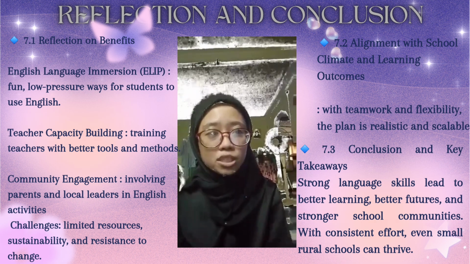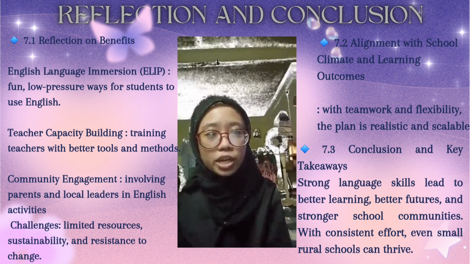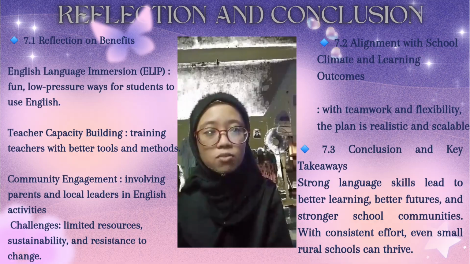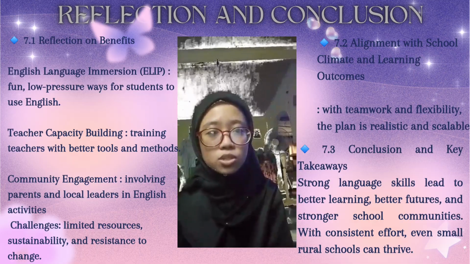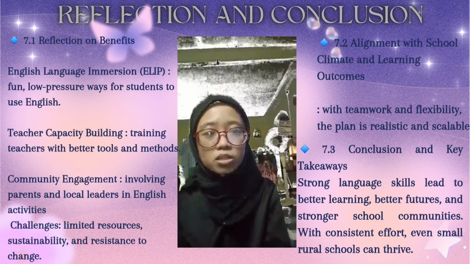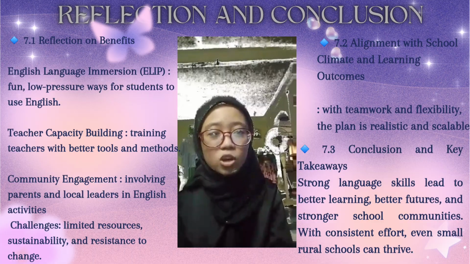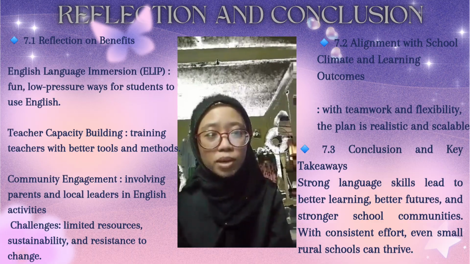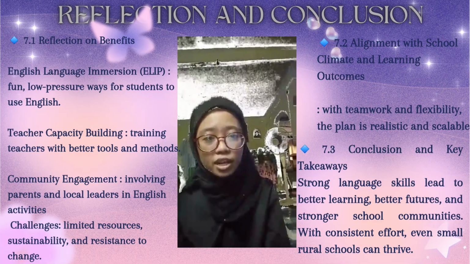Improving English in rural schools is about more than language. It's about giving students access to opportunity and confidence in a global world. Our plan introduces three key strategies: English language immersion, fun, low-pressure ways for students to use English; teacher capacity building, training teachers with better tools and methods; and community engagement, involving parents and local leaders in English activities.